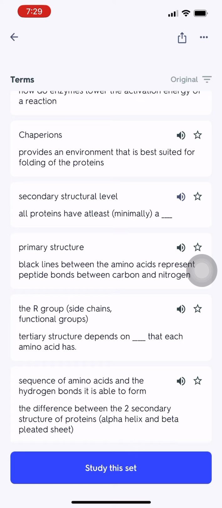Secondary structural level: all proteins have at least a secondary structure. Primary structure: the black lines between the amino acids represent peptide bonds between carbon and nitrogen. The R group: tertiary structure depends on the R group that each amino acid has. The sequence of amino acids and the hydrogen bonds it is able to form are the difference between the two secondary structures of proteins.